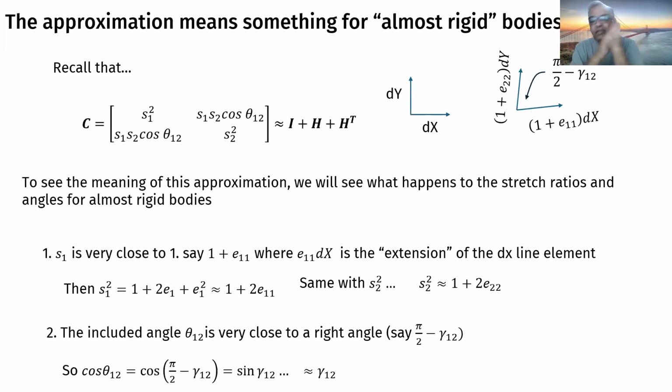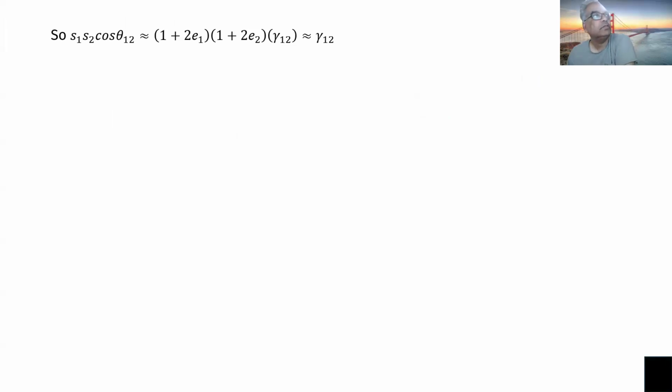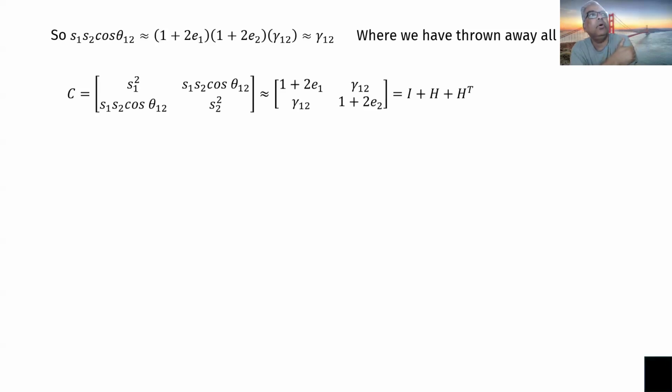So now I have a very nice result. S1 S2 cos theta 1 2 is (1 plus 2E1) times (1 plus 2E2) times gamma 1 2, which is approximately gamma 1 2 if I throw away all higher order terms other than the linear small terms. Okay, E1 times gamma 1 2, E1 E2 gamma 1 2, all of those things are too small, so we'll throw them all away. We are left with only this much. So C will approximately become [1 plus 2E1, gamma 1 2; gamma 1 2, 1 plus 2E2]. And this is what is there in I plus H transpose.